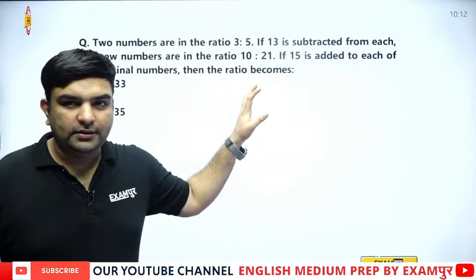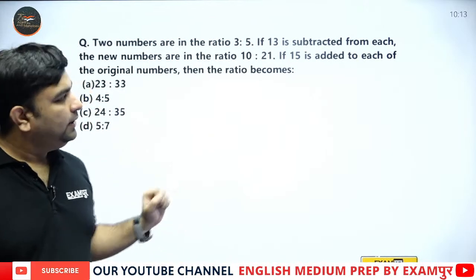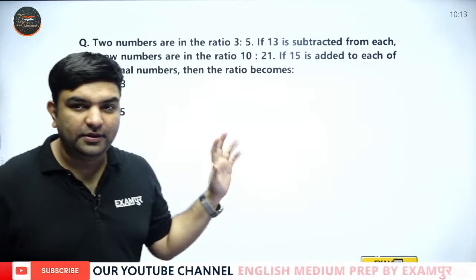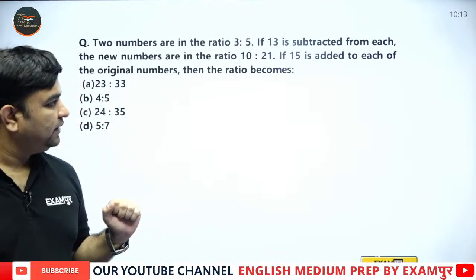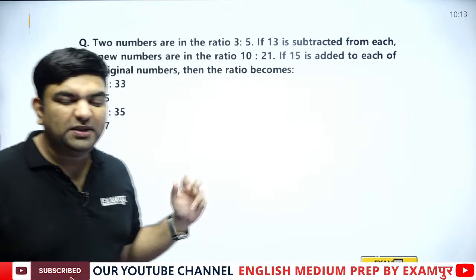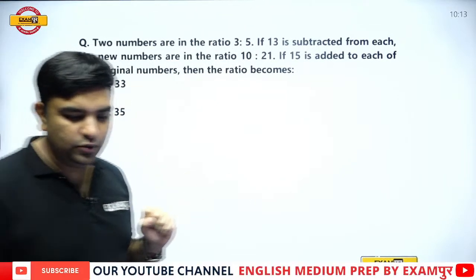Two numbers are in the ratio 3:5. 13 is subtracted from each. The numbers will become in the ratio 10:21. If 15 would be added to each, what would be the new ratio?